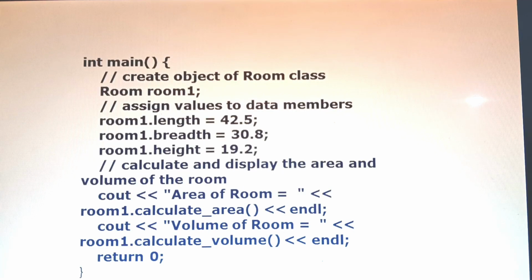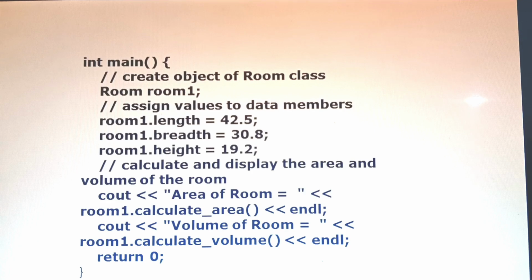Listen here. This is the main program. Give the main function. Program starts here. Then give the object. Our class name is room. Give the object of the class. Room 1. Give the class name. Give one space. Then any name for object. Room 1 is the object here.